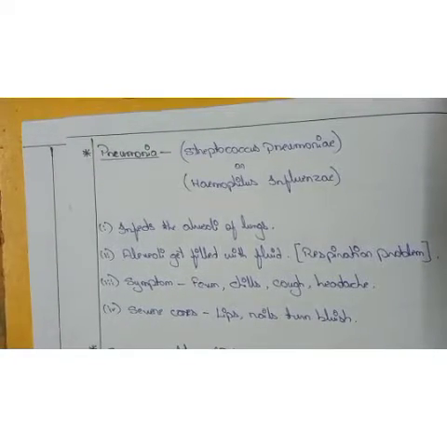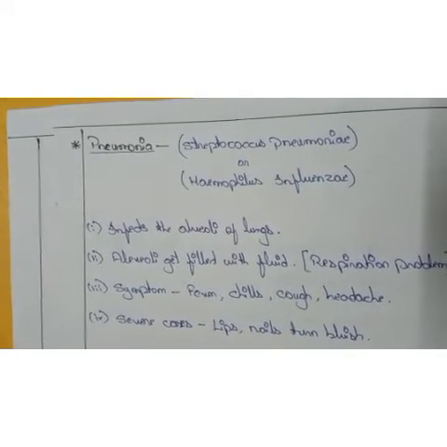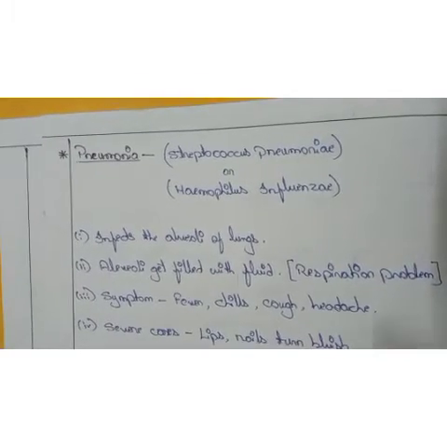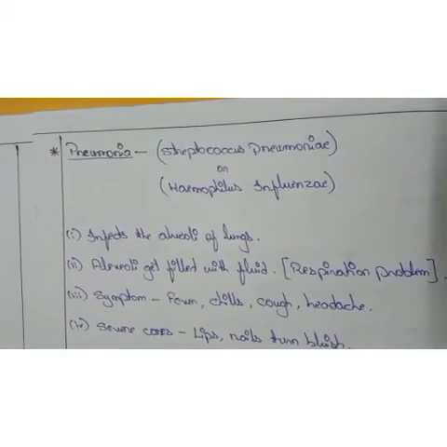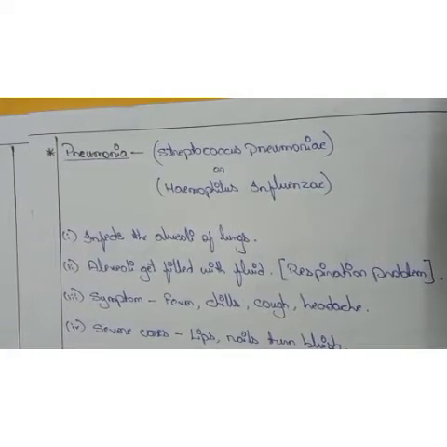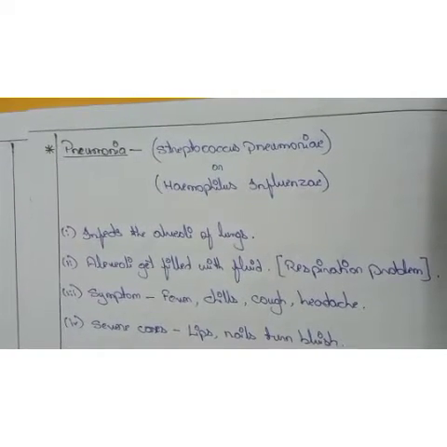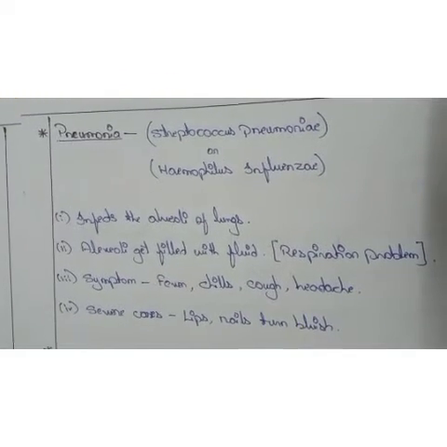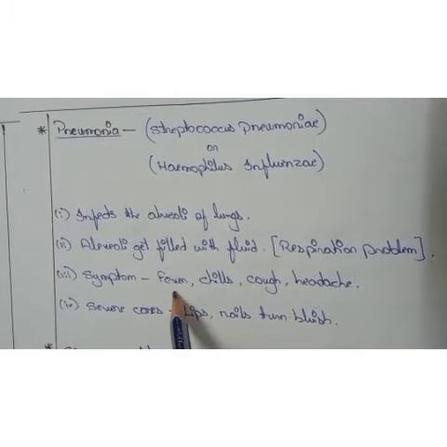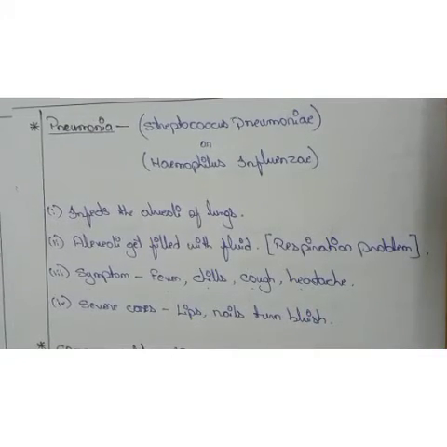Okay, so our next disease is pneumonia. The causative agent is Streptococcus pneumoniae. So how is pneumonia infected? Pneumonia infects the lungs in our body. Okay, the symptoms are fever, chill, cough and headache. These are the symptoms of pneumonia.